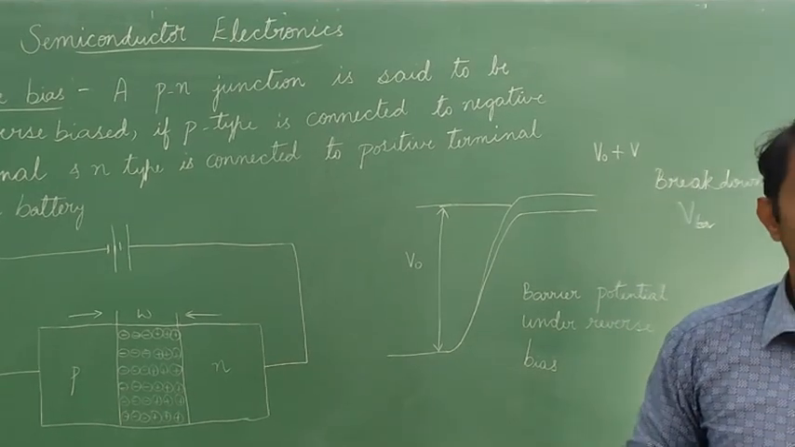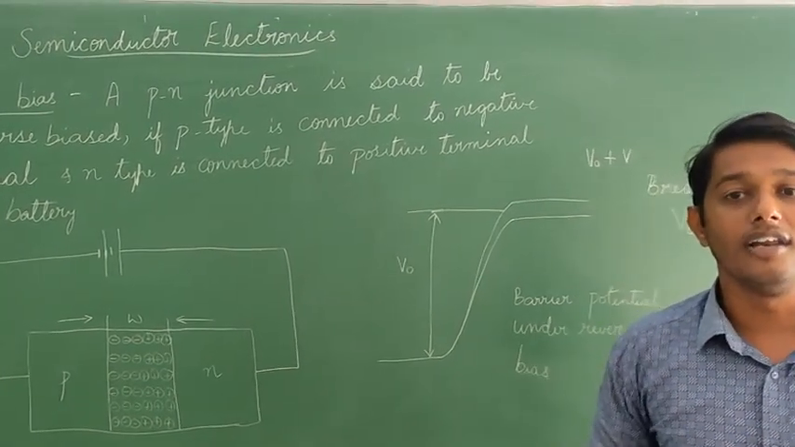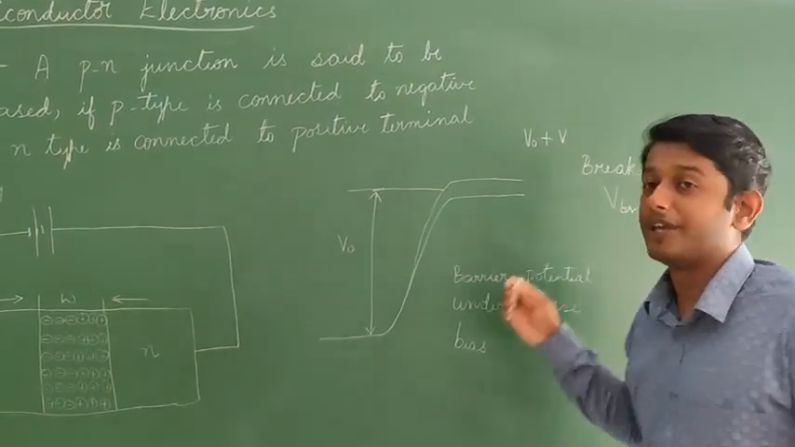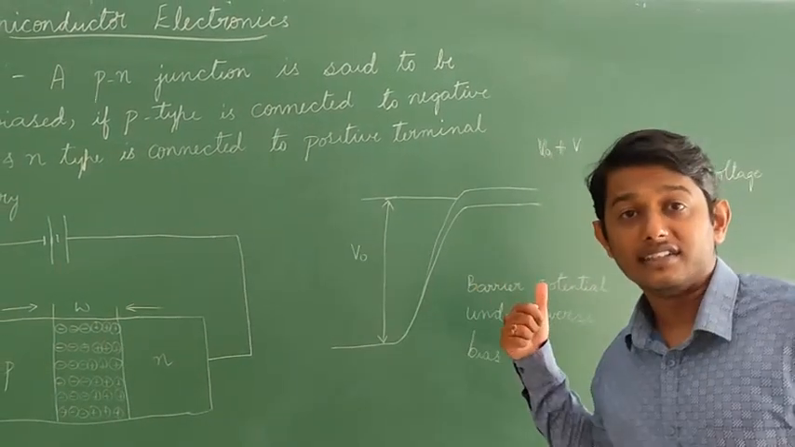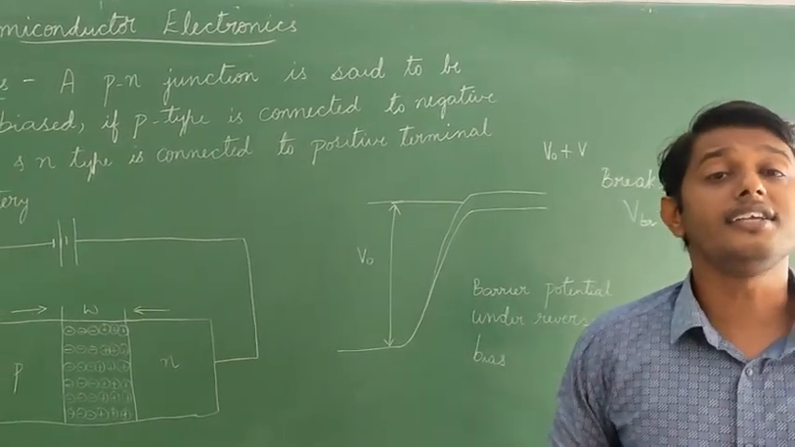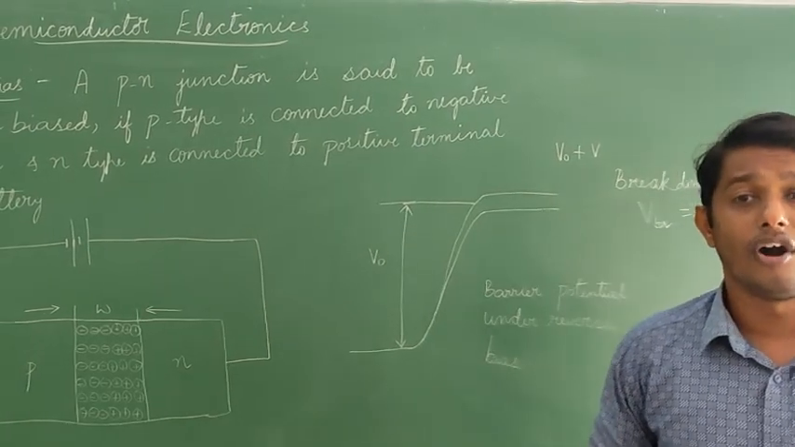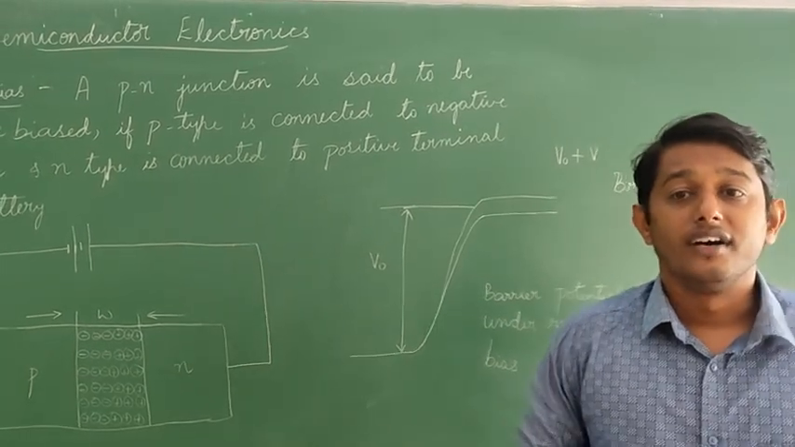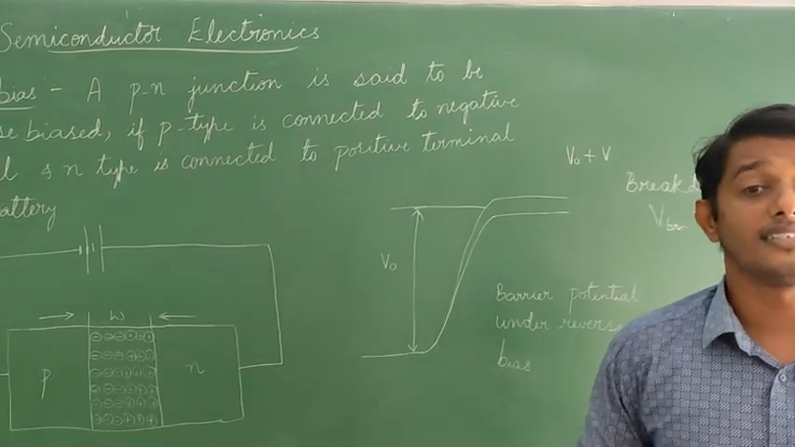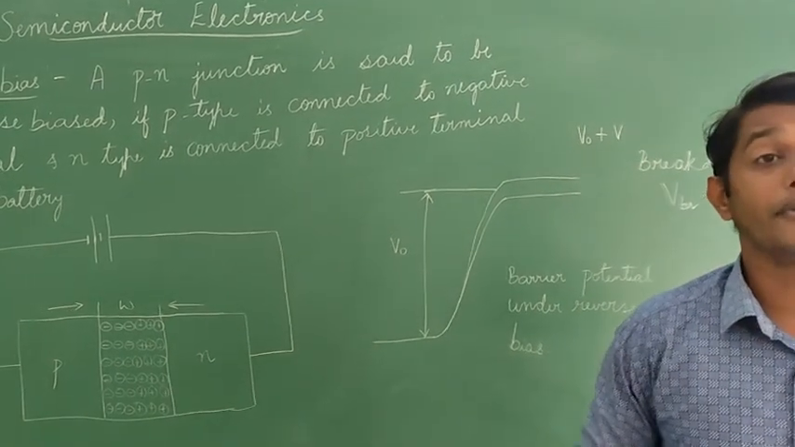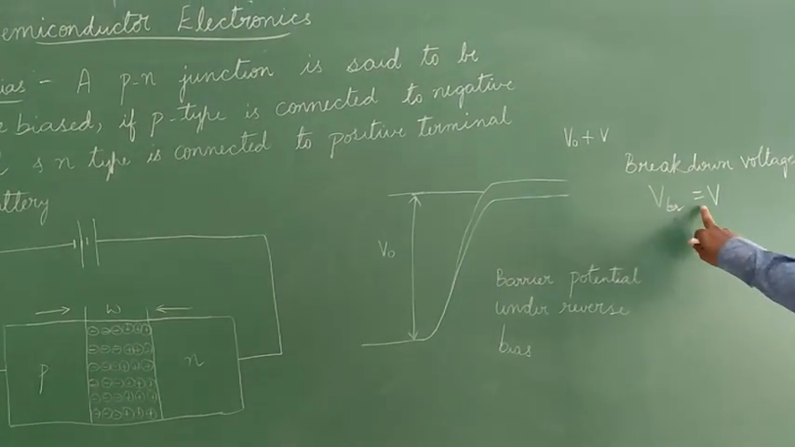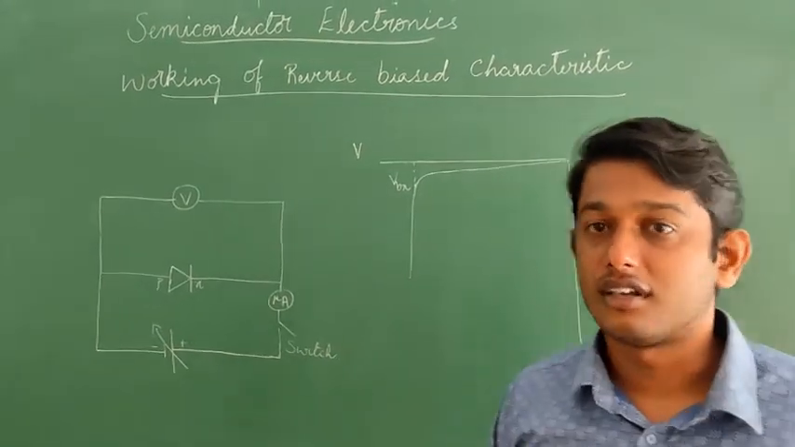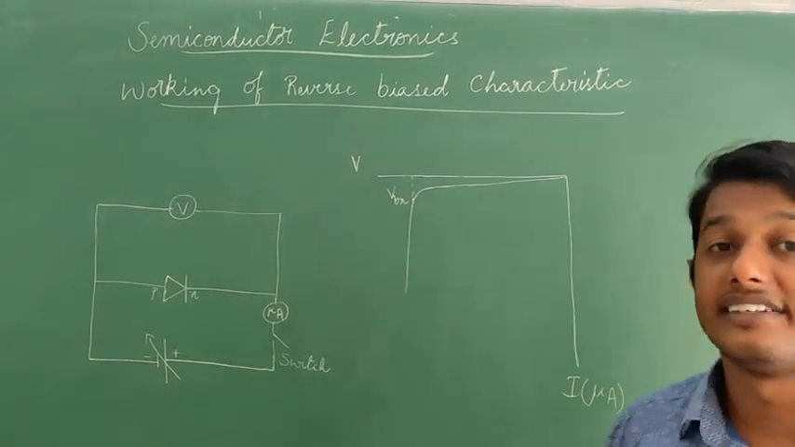When the applied voltage V becomes equal to the breakdown voltage VBR, the diode current increases sharply, in the order of microamperes. This is the working of the reverse bias characteristic.